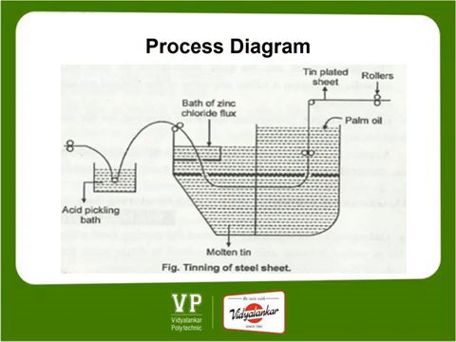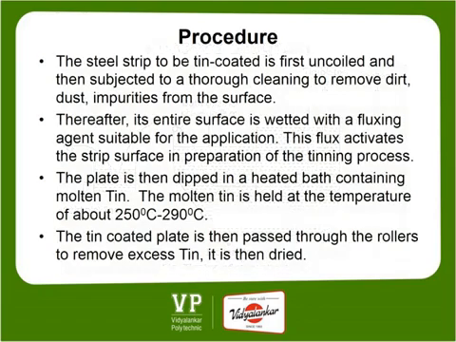The process diagram is as shown. The procedure. The tin strip to be tin coated is first uncoiled and then subjected to a thorough cleaning to remove dirt, dust, impurities from the surface. Thereafter, its entire surface is wetted with a fluxing agent suitable for the application. This flux activates the strip surface in preparation of the tinning process.